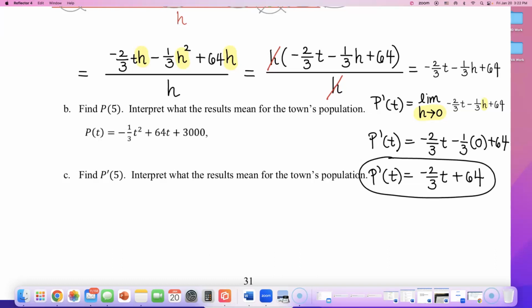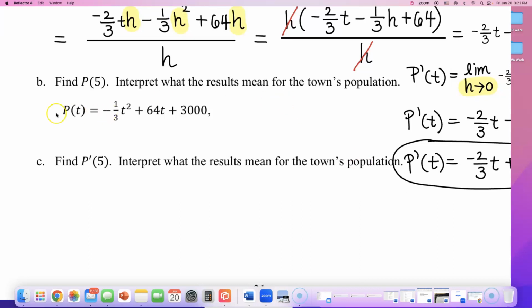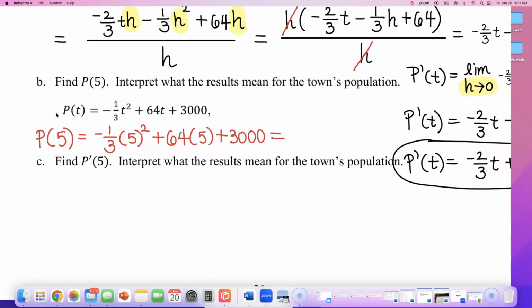All right, so part B wants us to find P of 5. They don't want P prime of 5 yet, but they just want us to plug in 5 into the original function they gave us. So let's do that and talk about what that means, okay? P of 5 can be found by plugging in 5 into this original function. So on your scientific calculator, type that in and see what number you get, okay?